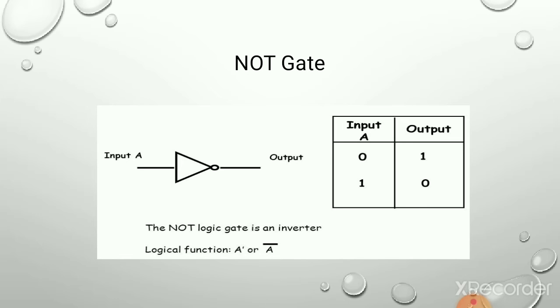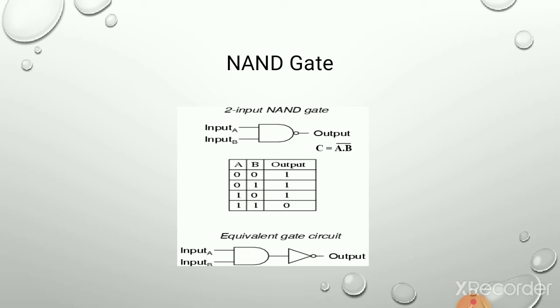Okay, next is the NAND gate. This is the logical symbol and truth table of the NAND gate. The term NAND can be split as NOT-AND, which means that the NAND operation can be implemented with the combination of an AND gate and a NOT gate, that is, an inverter. Thus, a NAND gate is equivalent to an AND gate followed by an inverter.